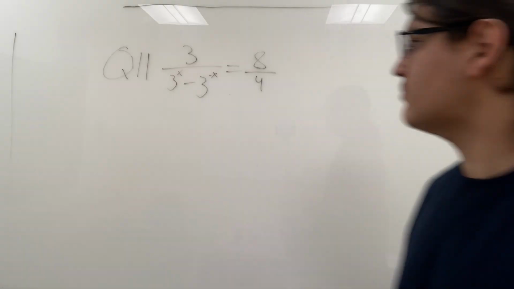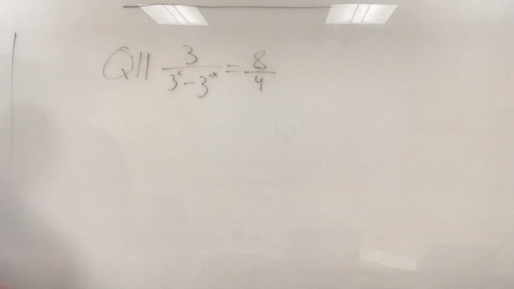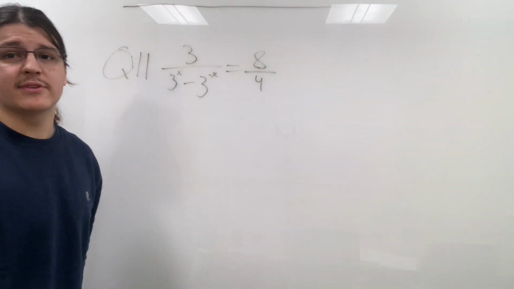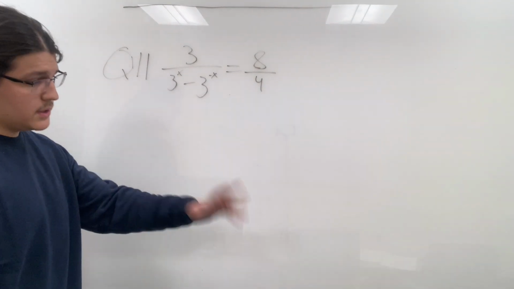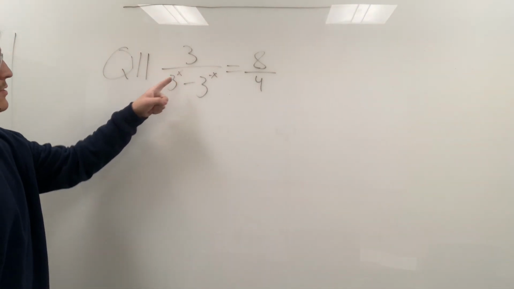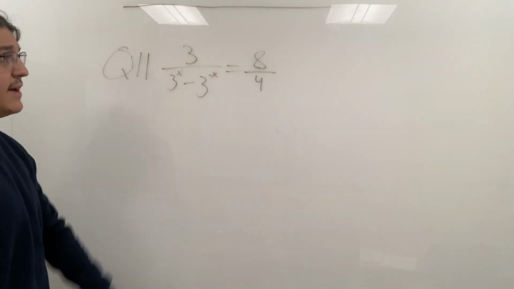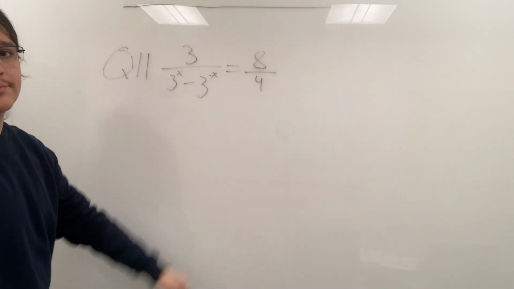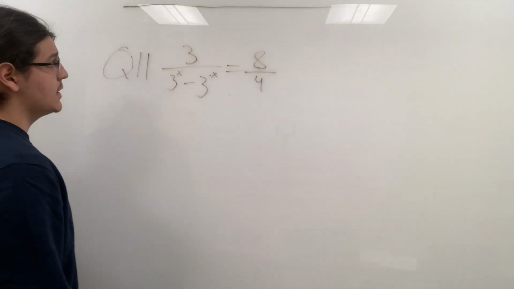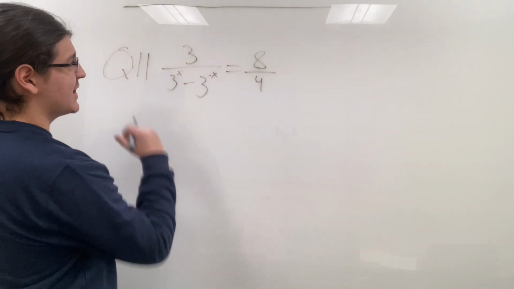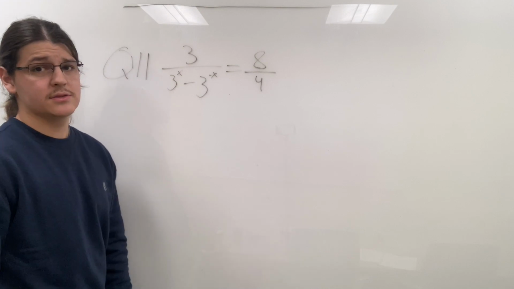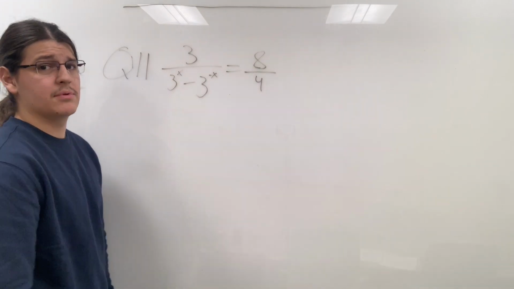Okay. This is our 11th problem. There's one more challenge problem after this one. Let's go. So, question 11: 3 divided by 3 to the x minus 3 to the negative x equals 8 over 4. 8 over 4, that is 2. But I don't like when our exponent is in the denominator like this. I like it on top.